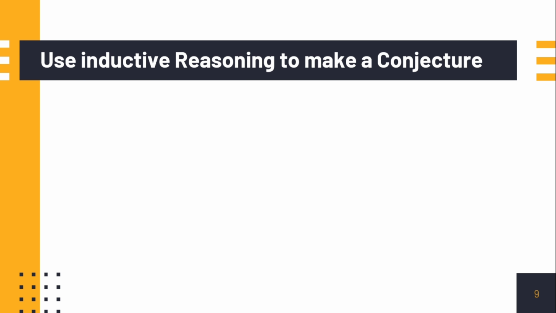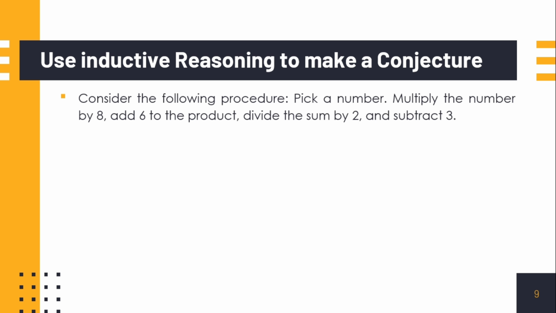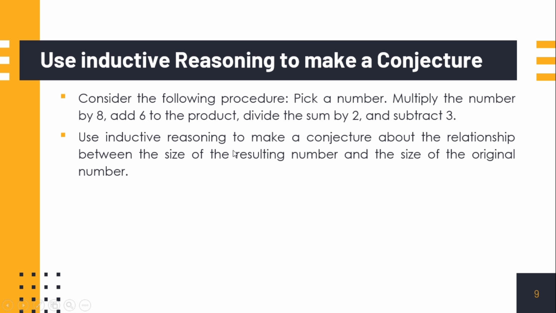Use inductive reasoning to make a conjecture. So again, what is a conjecture? That is the conclusion formed by using inductive reasoning, because our conclusion will either be correct or not. Given this, consider the following procedure. Pick a number, multiply the number by 8, add 6 to the product, divide the sum by 2, and subtract 3. Use inductive reasoning to make a conjecture about the relationship between the size of the resulting number and the size of the original number.